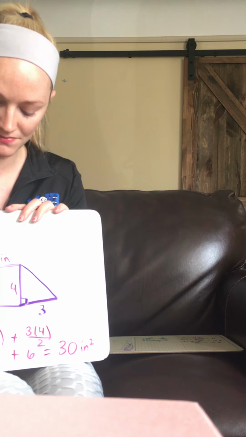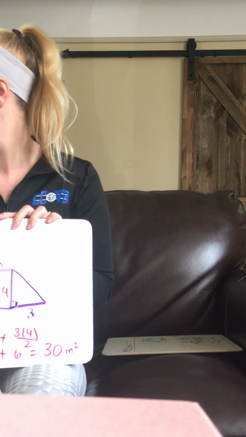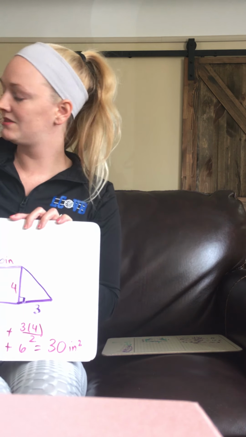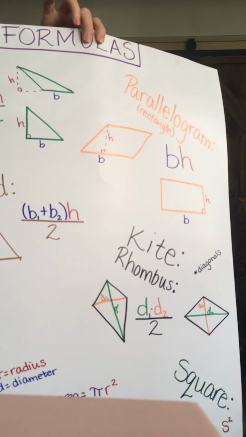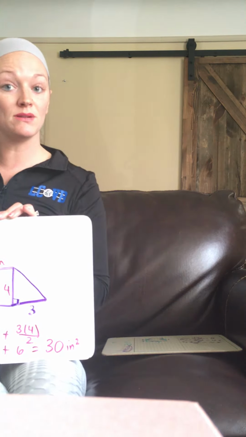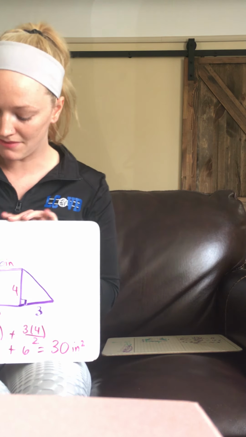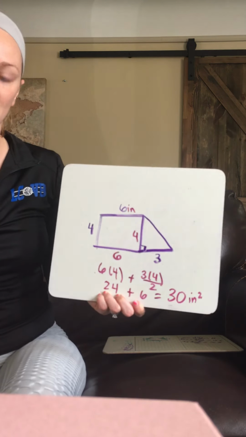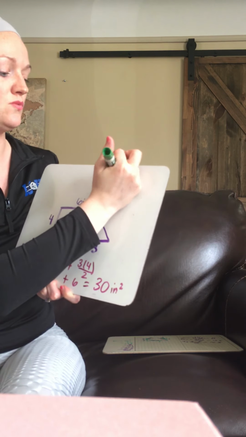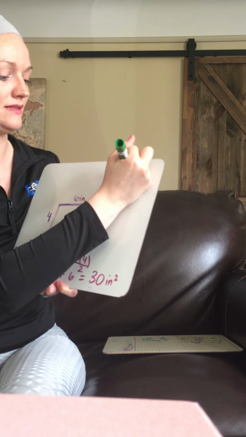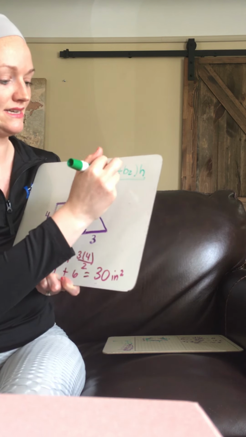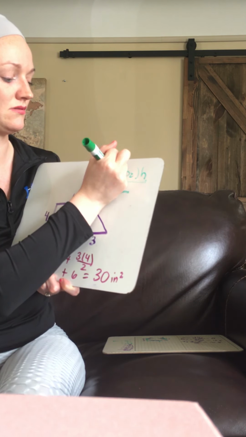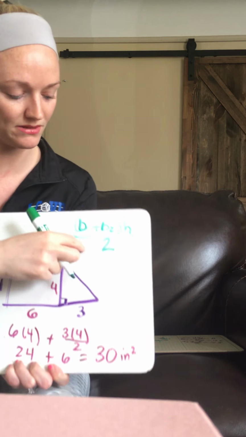However, some of you may have noticed that this shape is also the same as a trapezoid. See that right here in brown? So you could have used that trapezoid formula as well. Let's see if it would give me the same answer. My trapezoid formula tells me to do base 1 plus base 2, add them together, multiply it by your height, and divide by 2. Okay, so that's the formula.